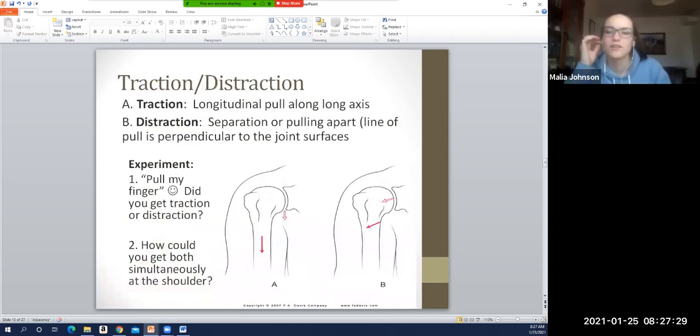All right, okay, so traction versus distraction. Yep, Allie. Sorry, I have a question. So compression and distraction, is the only reason you would use it for synovial fluid mobilization?